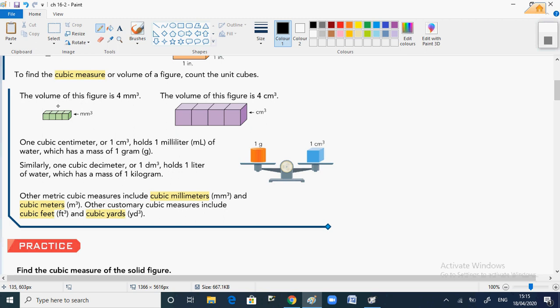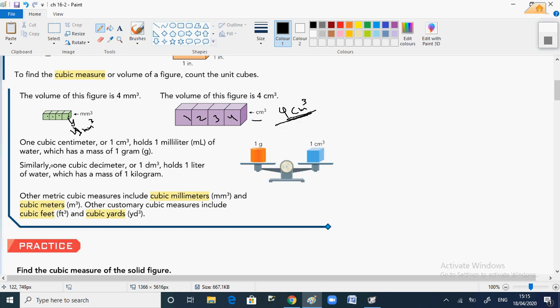Look here, the volume of this figure is 4 cubic millimeters. Each one is 1 cubic millimeter. So 1, 2, 3, 4. I will count them. That means here I have in total 4 cubic millimeters, or 4 millimeter cube. Here again, centimeter. So 1, 2, 3, 4. Here I have 4 centimeter cube.